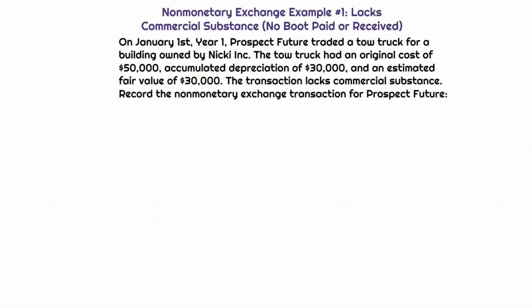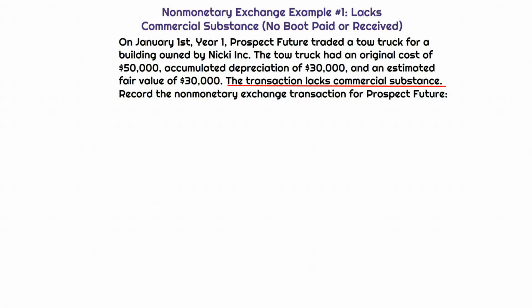Okay, so taking a look at a few examples of our non-monetary exchange transactions that lack commercial substance. In our first example, no boot is paid or no boot is received. Okay, so on January 1st, year one, Prospect Future traded a tow truck for a building owned by Nikki Inc. The tow truck had an original cost of $50,000, accumulated depreciation of $30,000, and an estimated fair value of $30,000. The transaction lacks commercial substance.